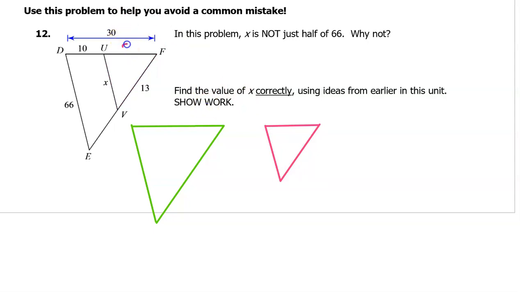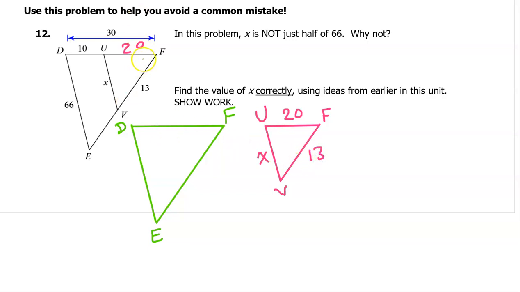Remember that we know that this is 20. Let's label all of the vertices. So for the large triangle, this is D, and this is F, and this is E. For the small triangle, we have U, and F, and V. So let's label everything that we can. For the small triangle, UV is X, so I'm going to put an X right there. And then UF is 20, and then VF is 13.